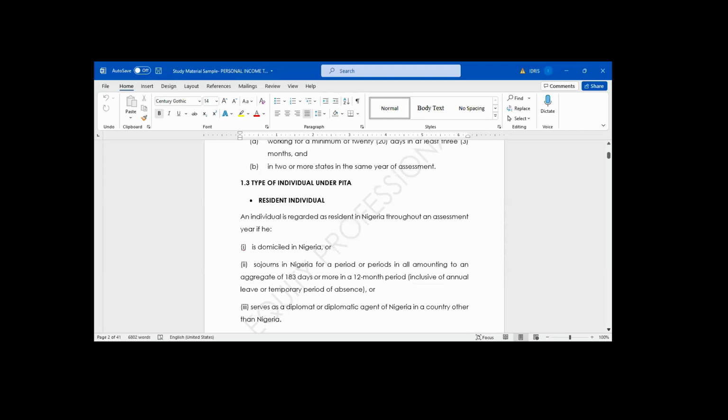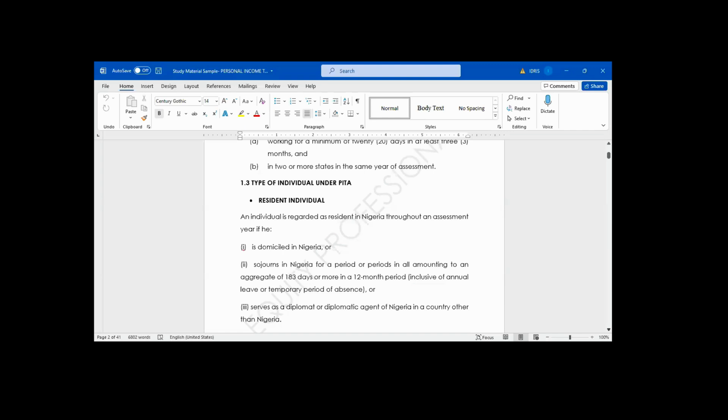Resident individual does not mean your nationality or your place of birth. Maybe because your place of birth is in Nigeria, you are a Nigeria resident? No. Resident individual depends on your number of days of stay in Nigeria. So according to personal income tax, resident individual simply means a person who throughout a year of assessment domiciles in Nigeria for more than what? For more than 183 days.